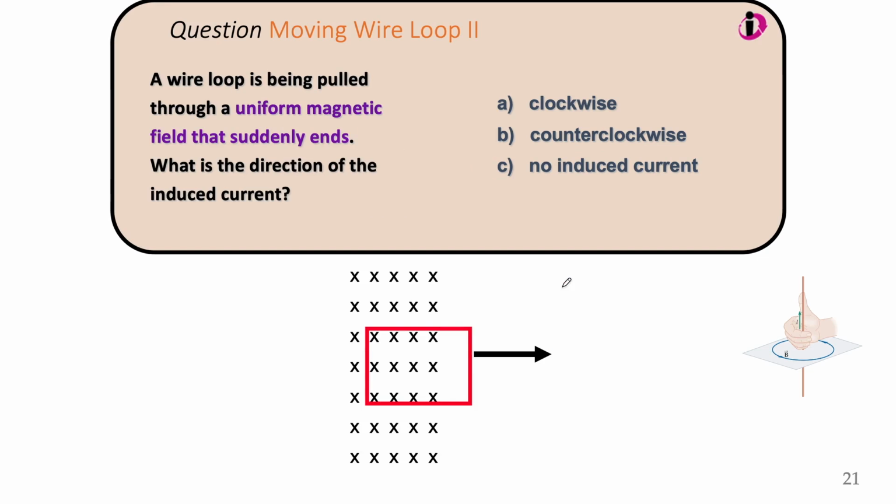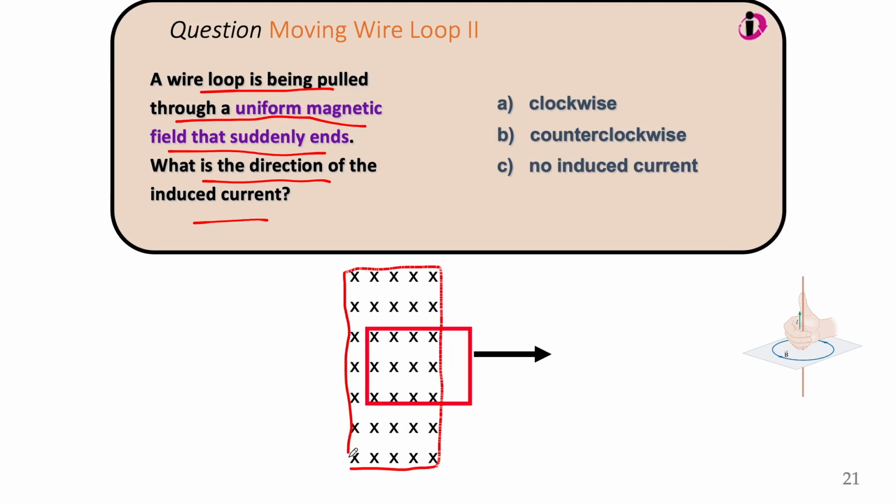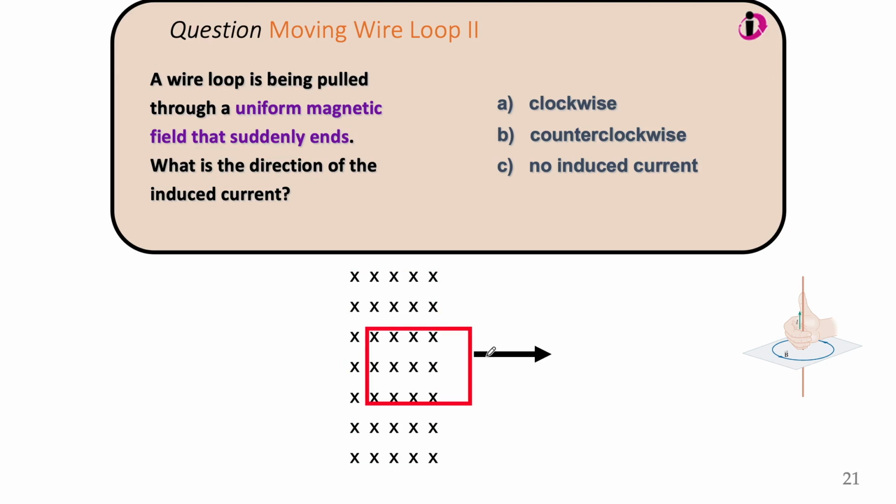Okay, now another question. Here, a wire loop is being pulled through a uniform magnetic field that suddenly ends. What is the direction of the induced current? If you look at it here, the magnetic field region is basically here, and it ends here. So you're pulling it to the right. Now, if the flux is changing, then yes, there will be some current, and you have to find the direction of that current. So think about it.